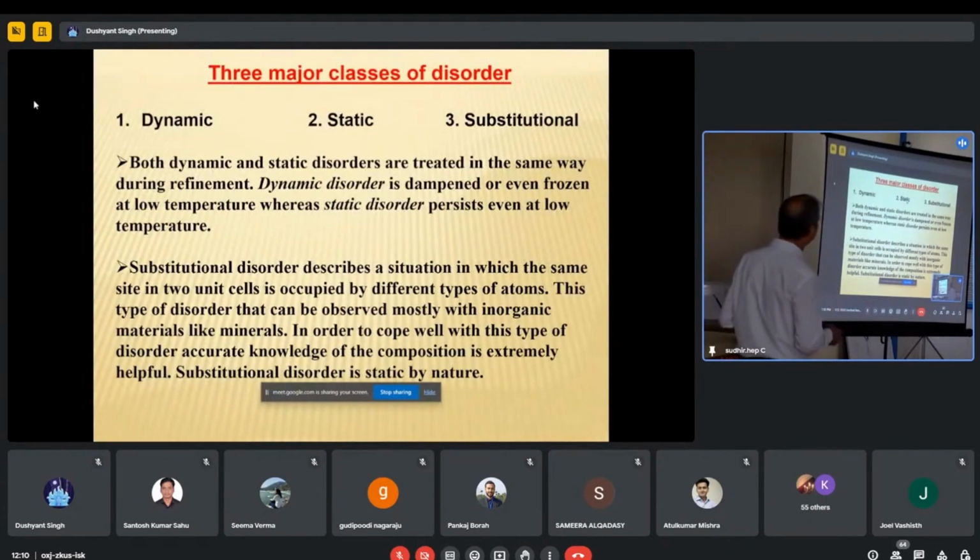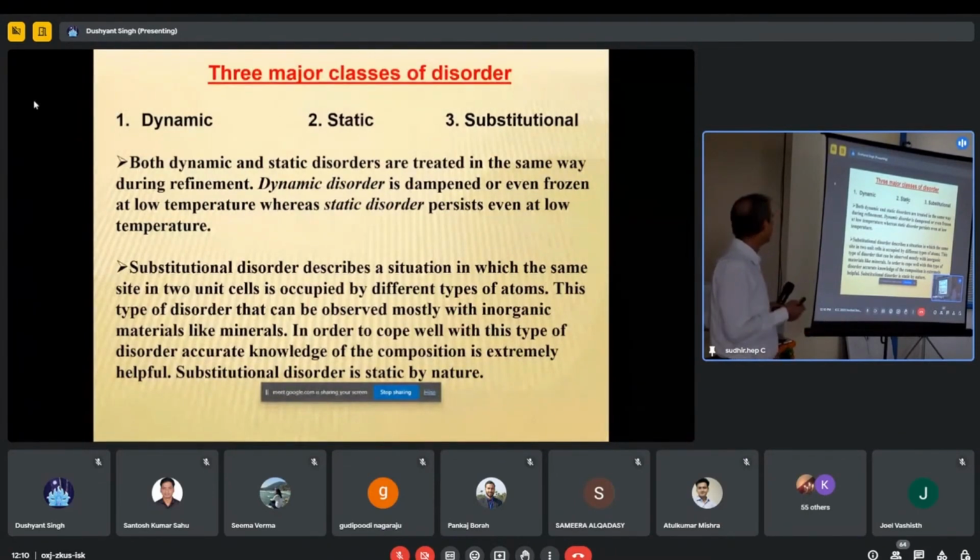Three major classes of disorder are dynamic disorder, static disorder, and substitutional disorder. Dynamic disorder we can solve, because nowadays almost every diffractometer has a low temperature facility. You collect data at low temperature, and dynamic disorder is taken care of because vibrations will be very, very less, and your disorder component will not show more than 5% disorder.